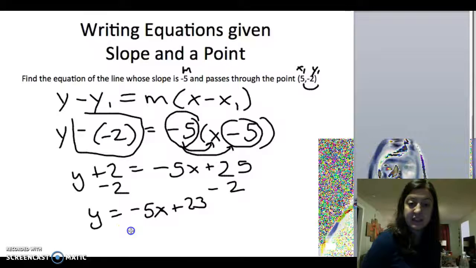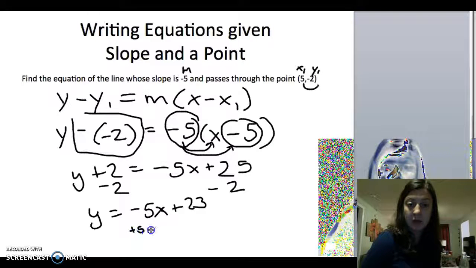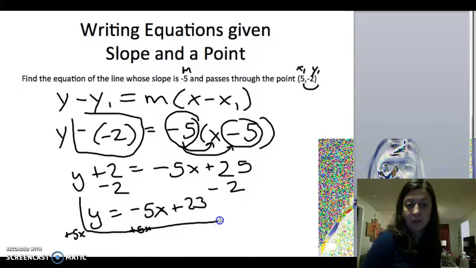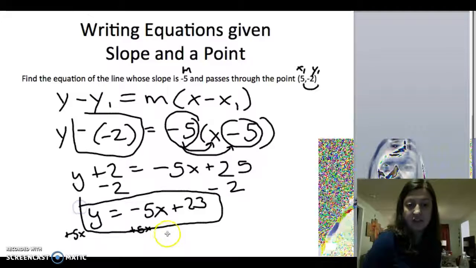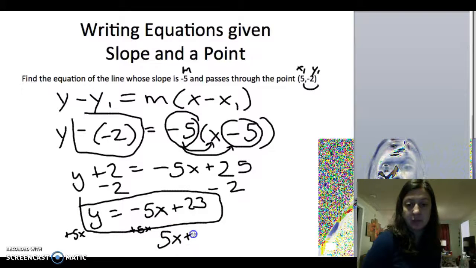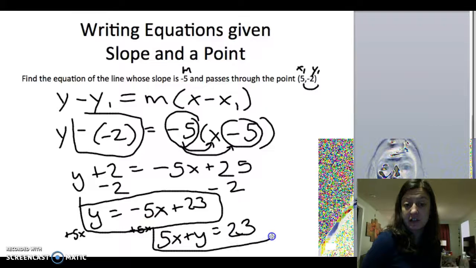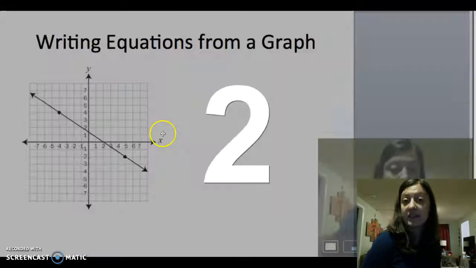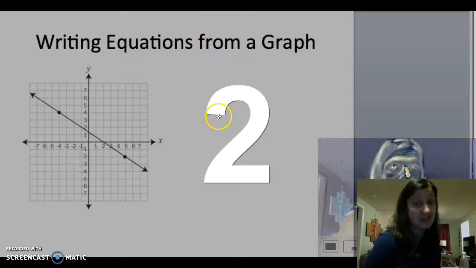And then I can easily convert this to standard form by adding 5x to both sides. And so this is our slope-intercept form. And then this is our standard form, 5x plus y equals 23. So depending on what the question was asking for, it might even be asking for both. There you have it. This one's just a little trickier because it doesn't give you the slope.